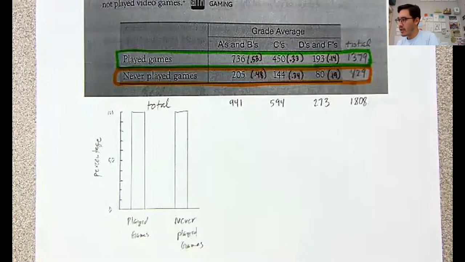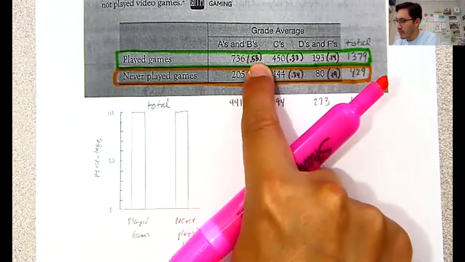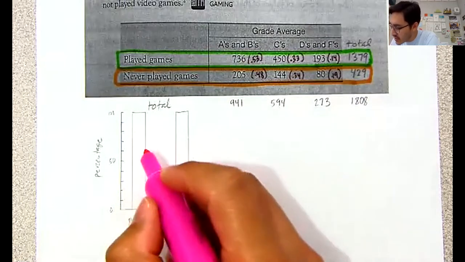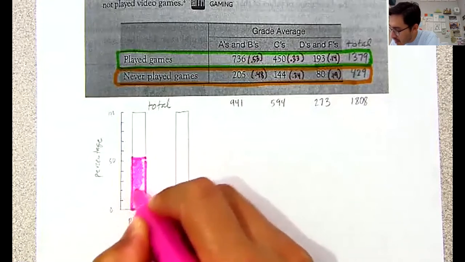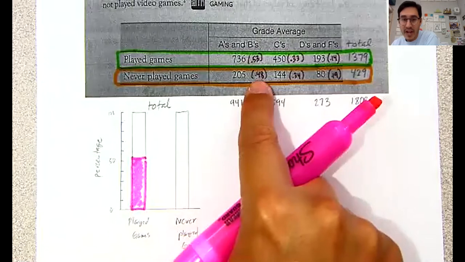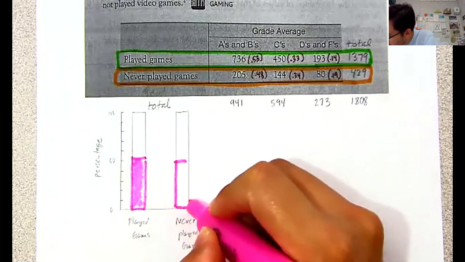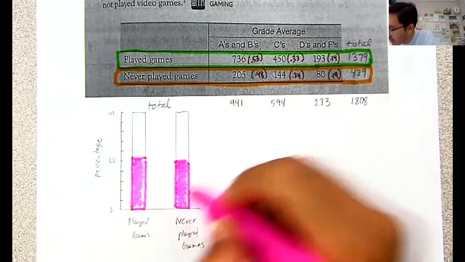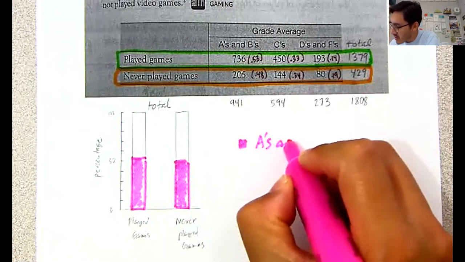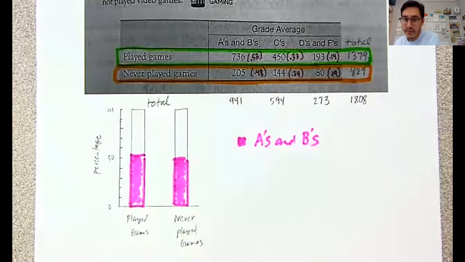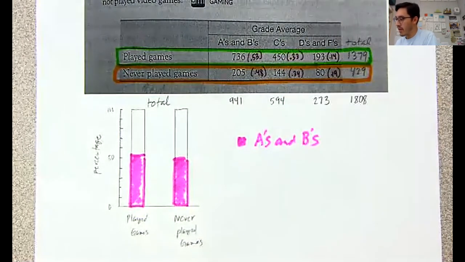All right, so let's start off with the A's and B's, right? So we have 53% of the boys who played games got A's and B's. So let's color that. 53%, and 48% for the other subgroup of boys. Okay, and then I'll just put a little key over here. Pink is going to be A's and B's. Okay, and then let's go to another color. So I haven't used blue yet.